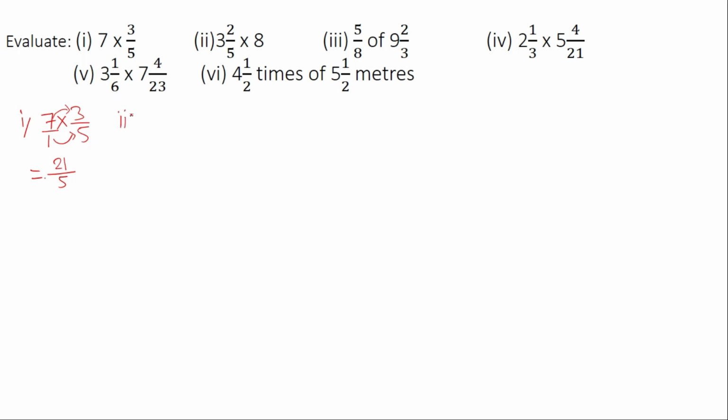Number 2 is 3 whole 2 by 5 into 8. First of all, we will change this mixed fraction into an improper fraction. How will we do it? 5 into 3 is 15 plus 2, it is 17. So it will be 17 by 5 into 8. There is nothing below 8, so we will consider 1. Then we will multiply 17 into 8, that is 136, by 5 into 1, 5.